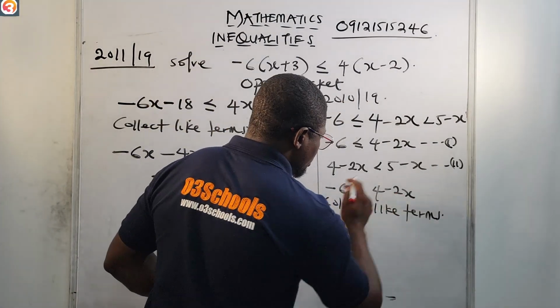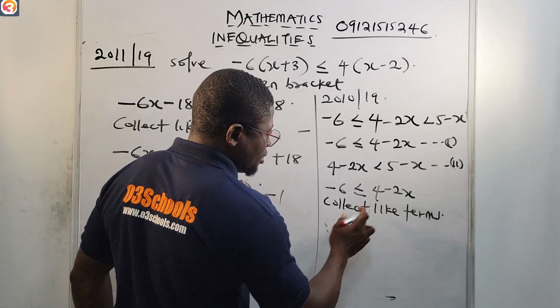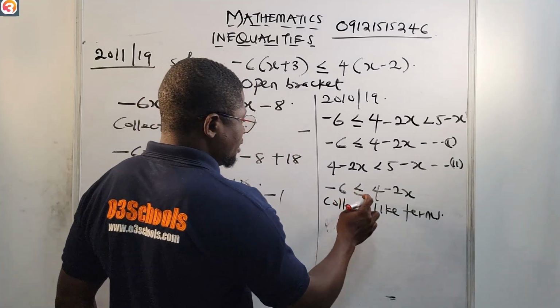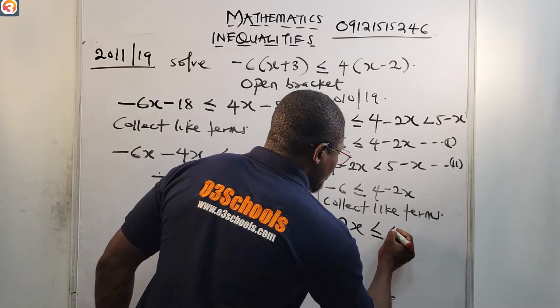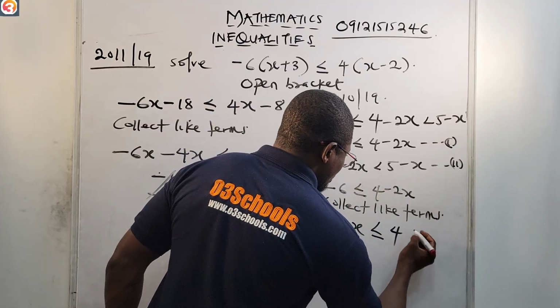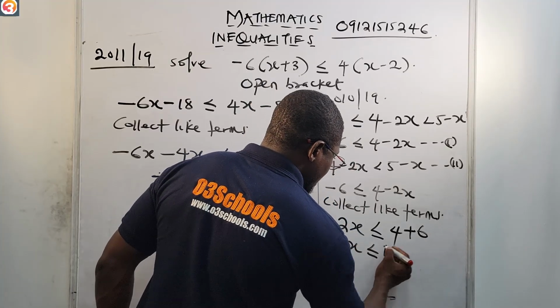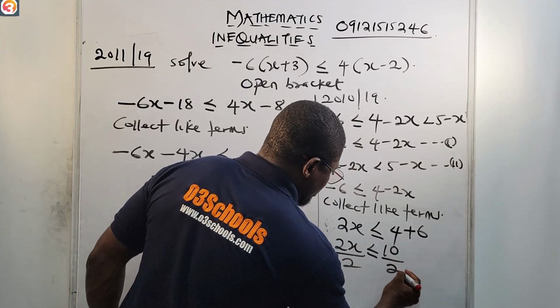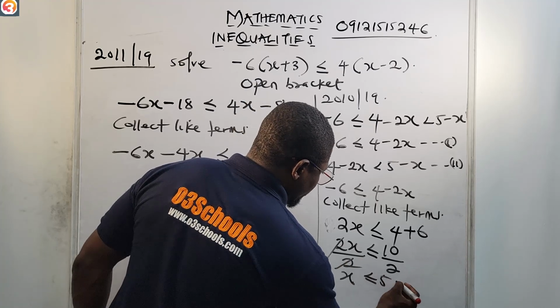Okay, minus 2x is crossing to this side. I'm going to have plus 2x because it's crossing the sign of what? Inequality. We are going to have 2x less than or equal to 4, yeah? Minus 6 is crossing, it turns to what? Plus 6. So 2x is less than or equal to what? 10. Divide both sides by 2. 2 cancels 2, x is less than or equal to 5.